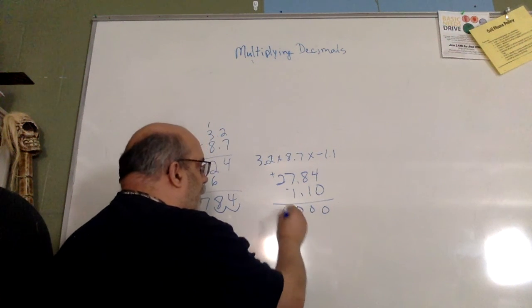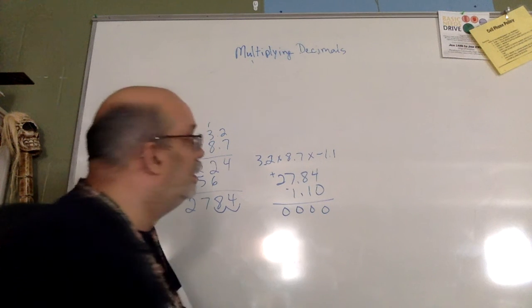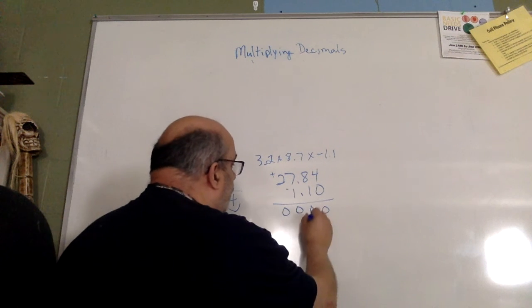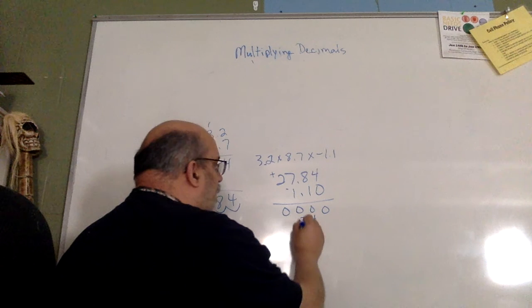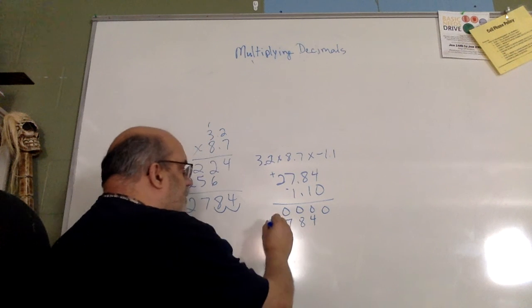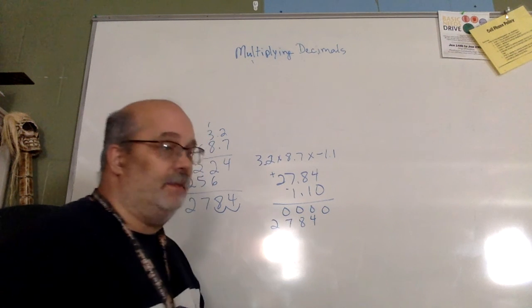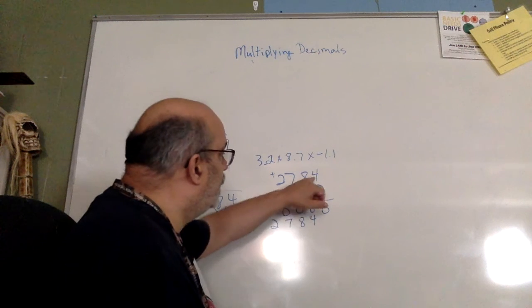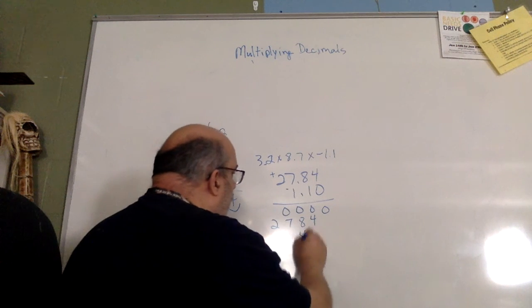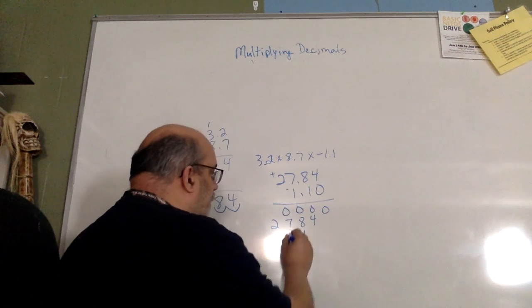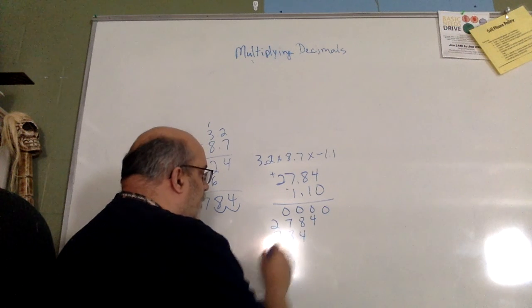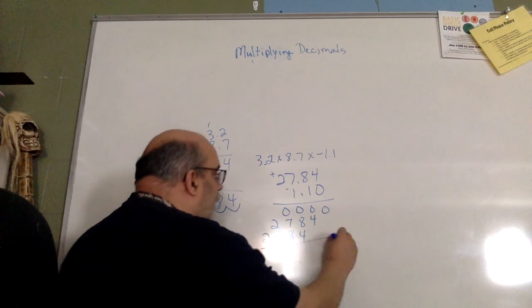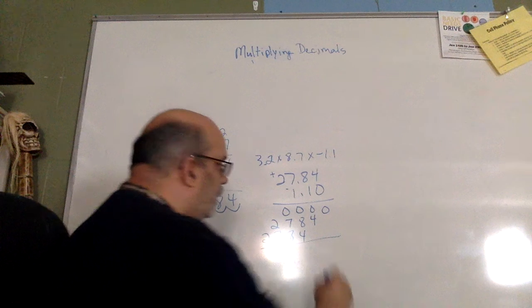0 times 2 is 0. That was easy. 1 times 4 is 4, 1 times 8 is 8, 1 times 7 is 7, 1 times 2 is 2. That wasn't that bad either. 1 times 4 is 4, it goes underneath the 1. 1 times 8 is 8, 1 times 7 is 7, 1 times 2 is 2. Now we just have to add it up.